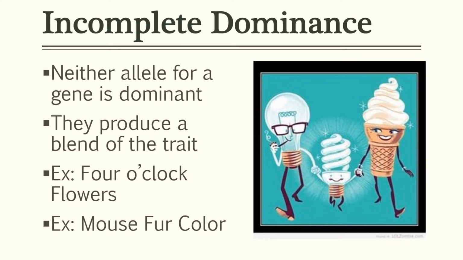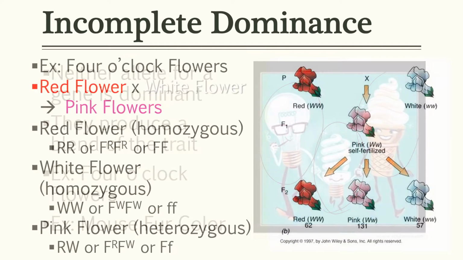Now with incomplete dominance, the first one that we're going to look at, neither allele for the gene is completely dominant. So you're going to see a blend of the traits, just like in this picture here. You have the light bulb and the swirl ice cream cone, and you produce the swirly light bulb as the offspring. So the two examples in animals and plants are the 4 o'clock flowers and the mouse fur color. So let's take a look at those.